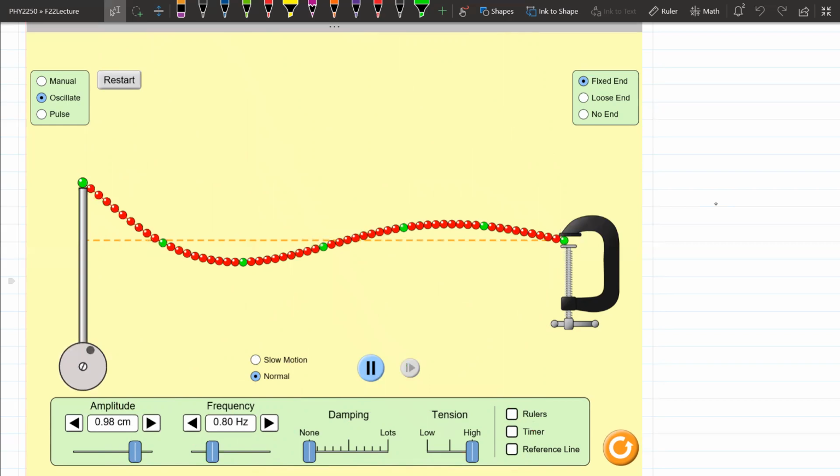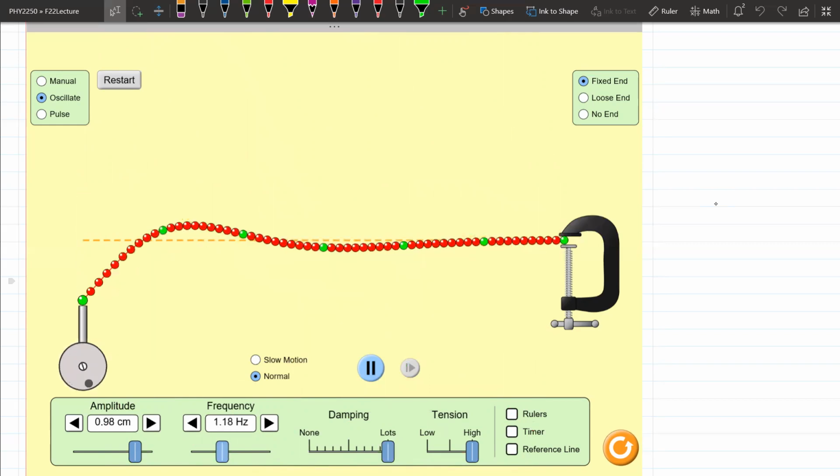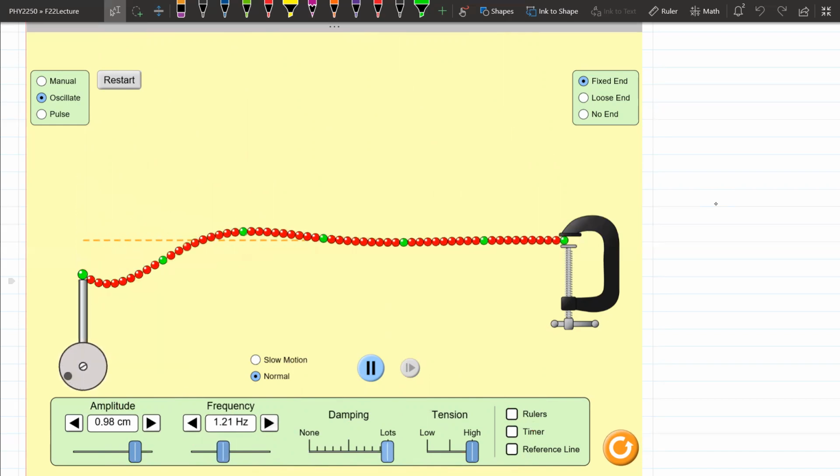I'm going to go back to 1.2 hertz, and then we can see if we can count how many of these up and down loops there are.